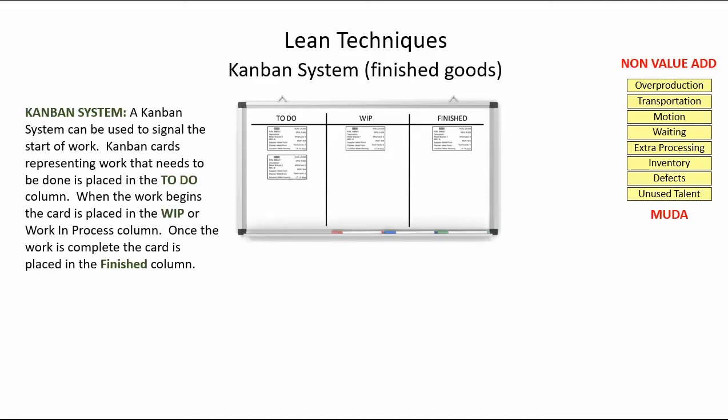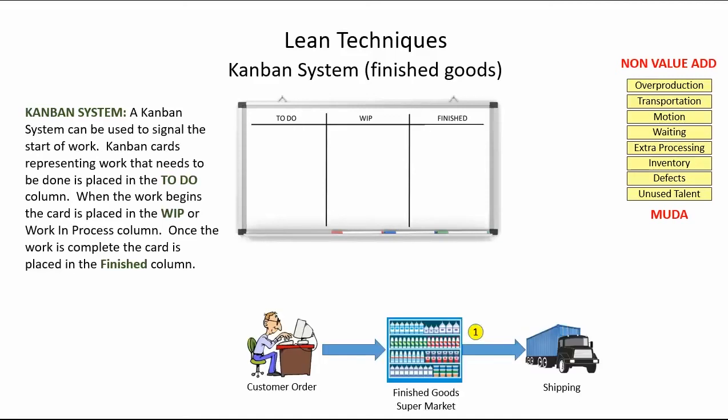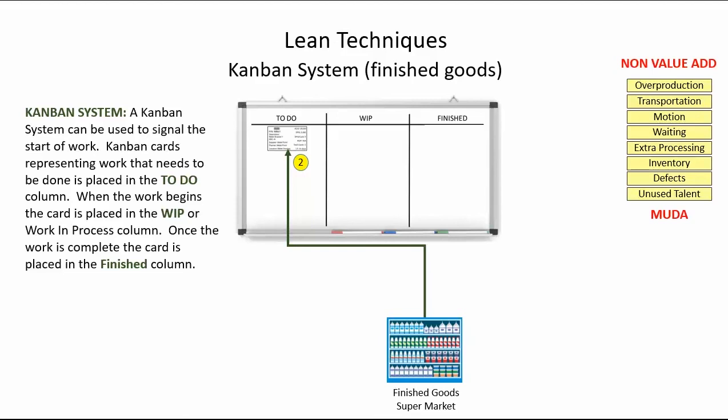Now we'll step through a basic Kanban replenishment cycle. In this example, a customer places an order. This starts a sequence of events. First, shipping pulls the items the customer ordered from the finished goods supermarket and ships them to the customer. This creates an empty bin in the finished goods supermarket which reveals a Kanban card.